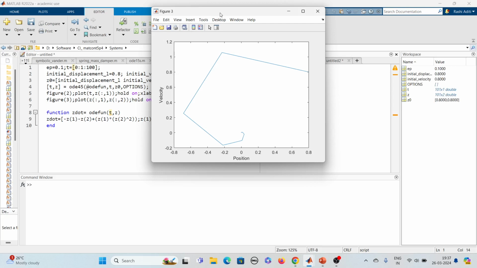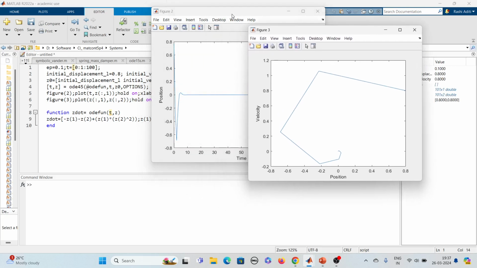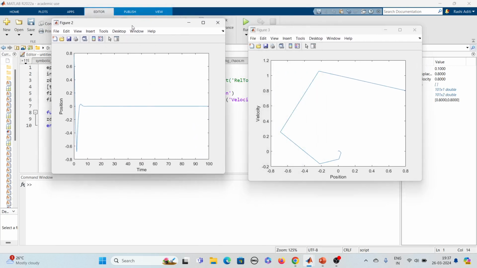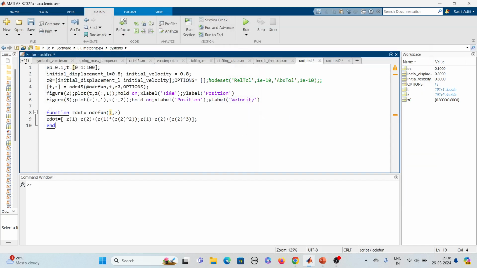Can you see what kind of behavior it is showing? Straight line. It is showing that from 0.8 to around minus 0.1, it has come along a straight line. Is it possible? No, that is not true. Let me just change this to 0.1. There is already a hold on applied on it, so whatever the plot that I got, it is going to plot again on that.